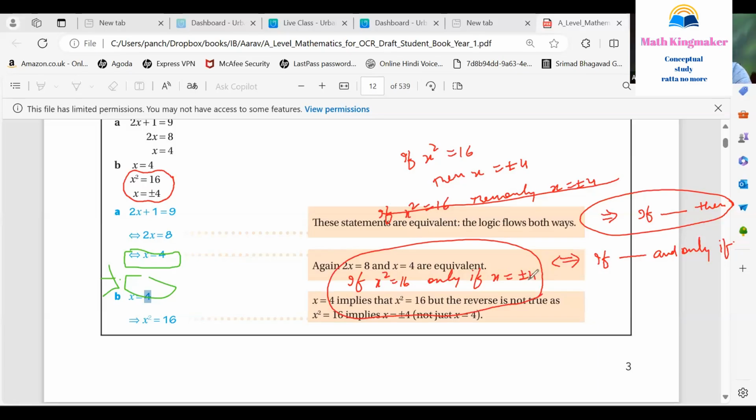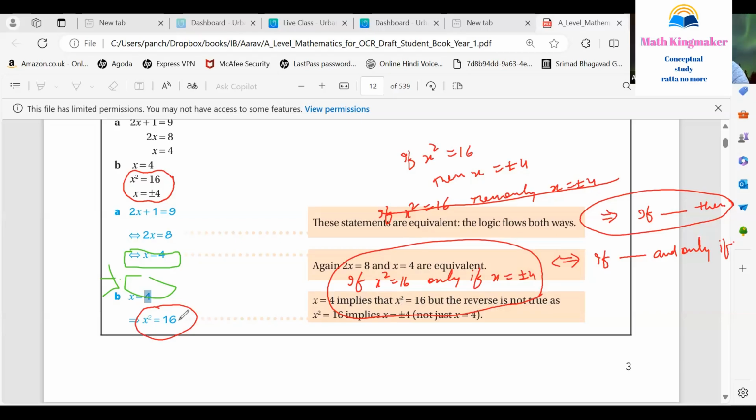It may be plus 4, it may be minus 4. There are more possibilities. If x squared is equal to 16, only if x equals plus minus 4. Isn't there only two ways you can get 16 by squaring, plus or minus 4? So x equal to 4 implies that x squared is 16, but the reverse is not true. In this one, the reverse is not true.